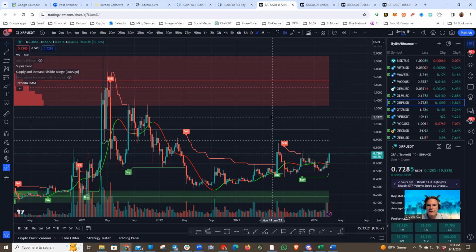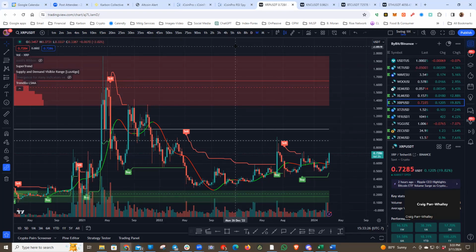Okay, any questions on XRP? Yeah, CJ, I think with XRP, you've really got to keep in mind that there's a court case going on, and the outcome of that could actually affect which way this goes. So doing a swing trade on it could be risky.